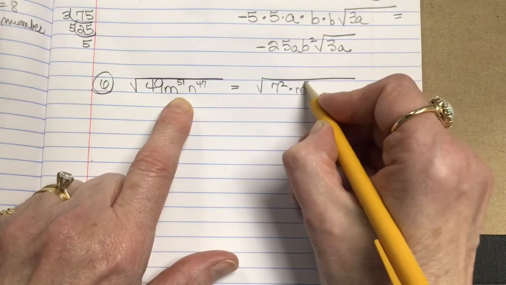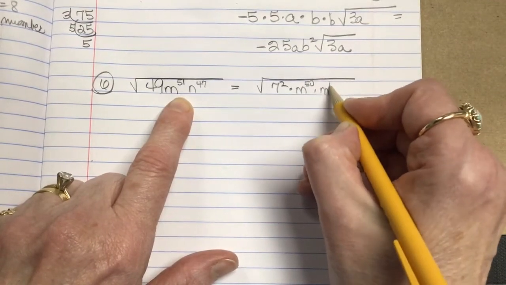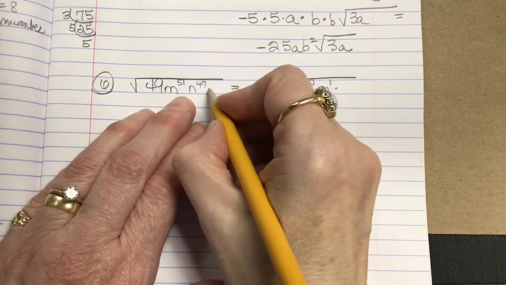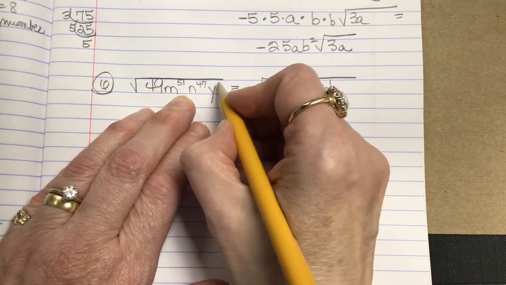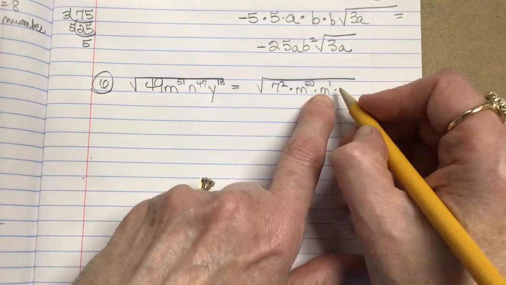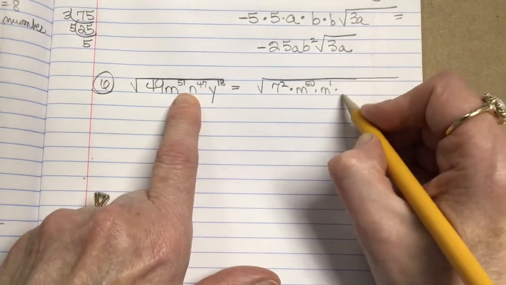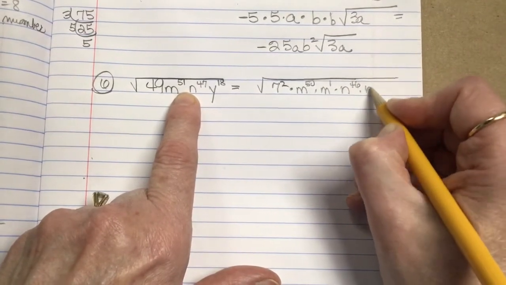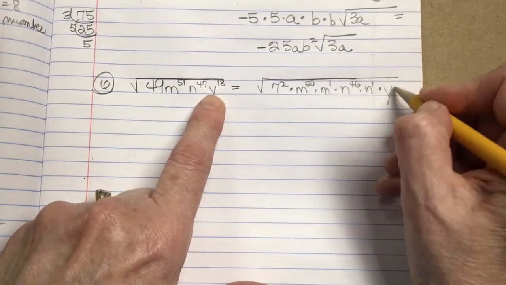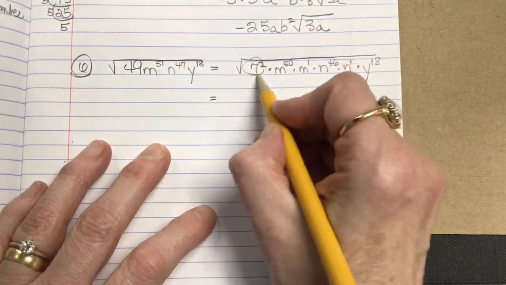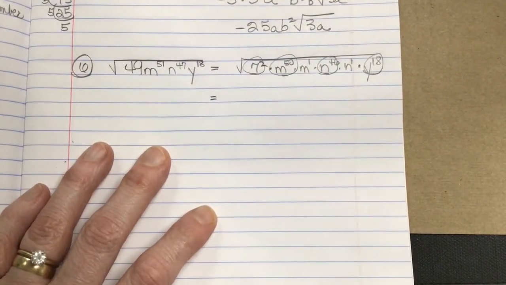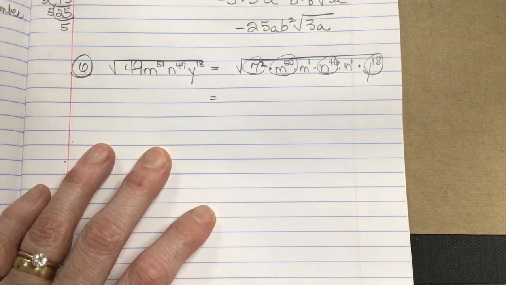Now watch what I'm going to do to m to the 51. I'm going to write it m to the 50 times m to the 1. And you may want to put the 1 there. Let's add a y to the 18th there too. Put another variable on it for me. And then I'm going to write the n to the 47 as n to the 46 times n to the 1. And y to the 18th is a perfect square. Perfect square, perfect square, perfect square. Any even exponent is a perfect square.